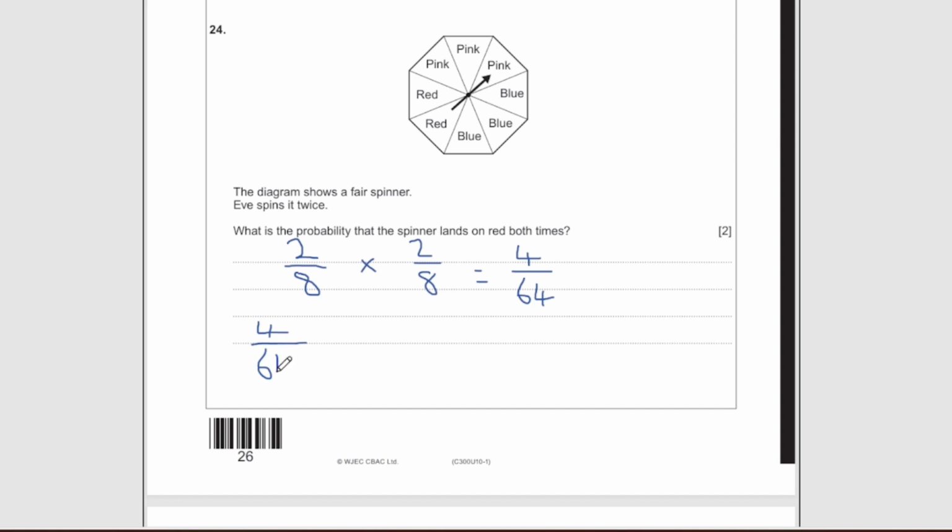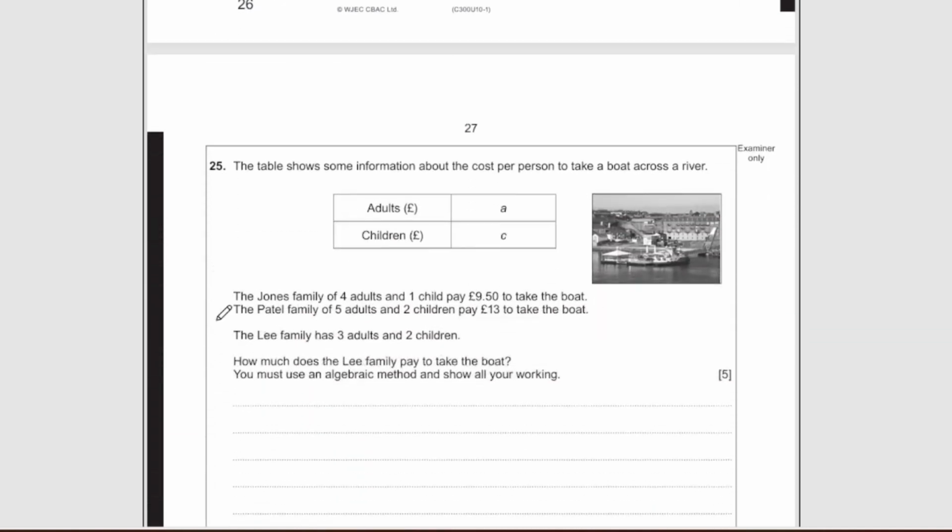So let's just simplify it for argument's sake. We can divide by 2 to give us 2/32. Divide by 2 again gives us 1/16. So 2/8 times 2/8, you can leave it at 4/64, or you can simplify it down to 1/16. It's completely up to you.